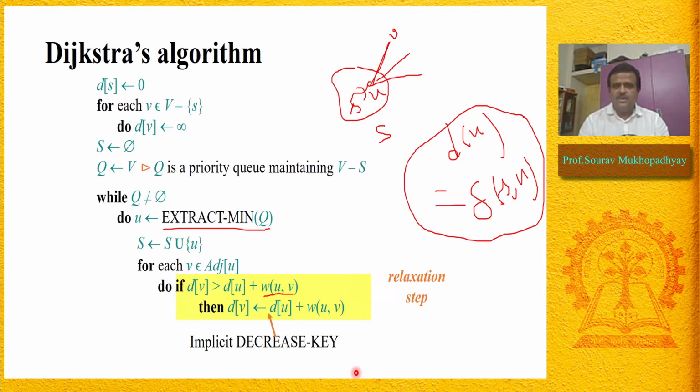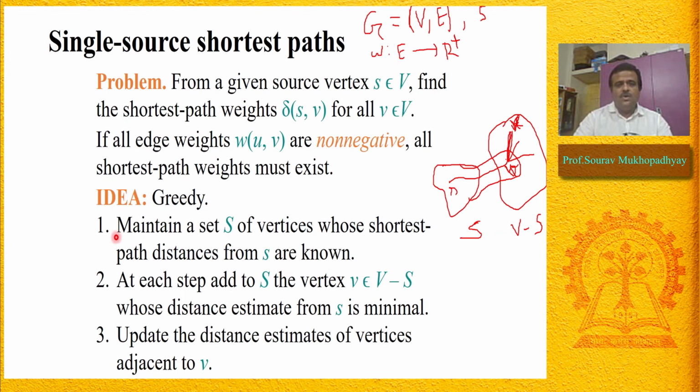So this is the algorithm, and this will run until Q is empty. So that is the idea. The idea is we maintain a set capital S of the vertices whose distance estimate from the source is known. Initially the source will be in capital S, because the distance estimate of the source from S is known, that is 0. Okay.